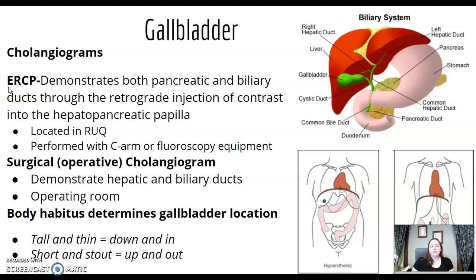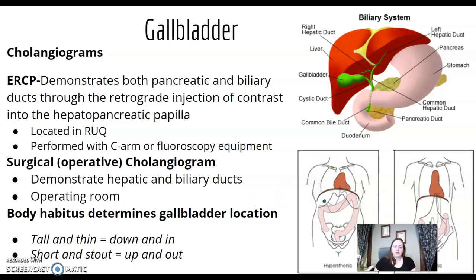Know the difference between cholangiogram, the surgical, the operative cholangiogram. What does it demonstrate? Where is it done? The surgical one is done in the operating room. Body habitus. Make sure you review body habitus and gallbladder location. So it's important to know where the gallbladder will sit.